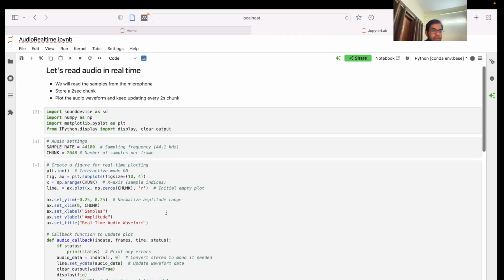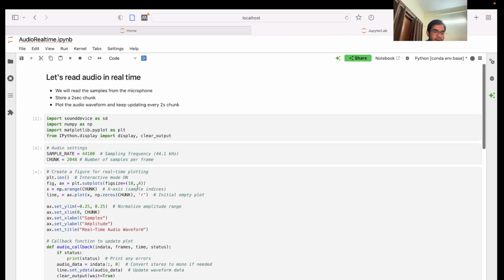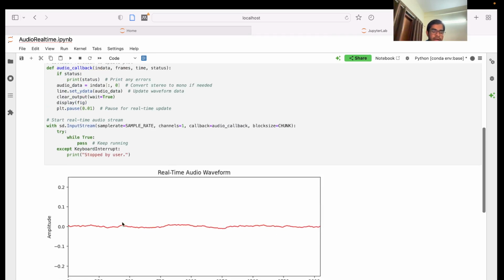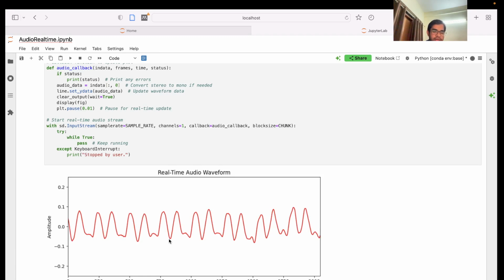I'll share this code so that you can try it on your end and see how they vary. You can also sing some notes and see constant oscillations coming up like this.